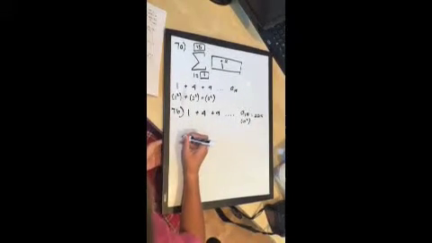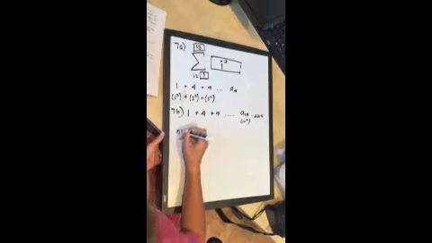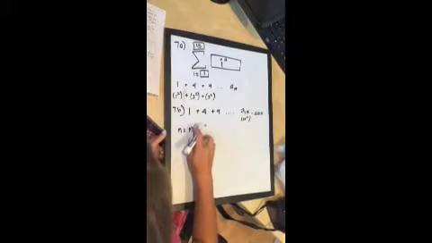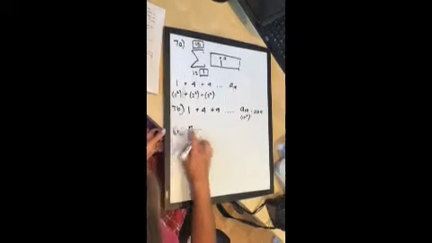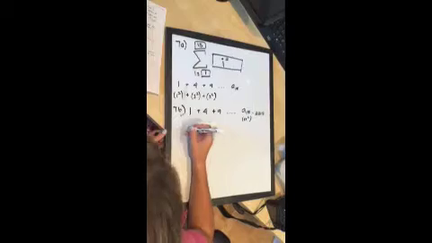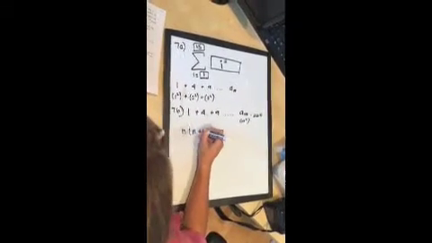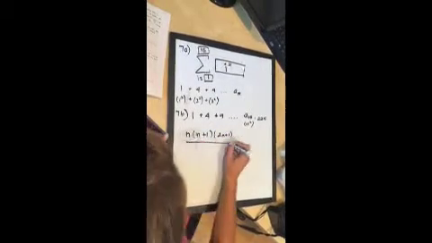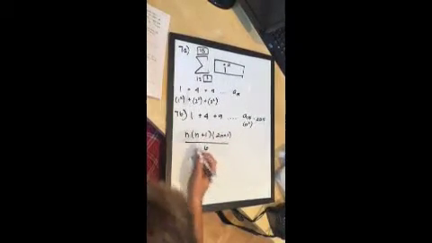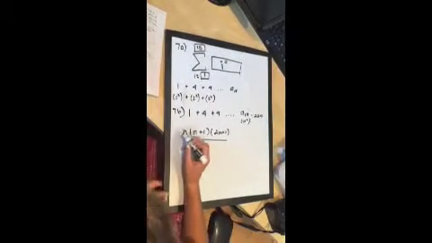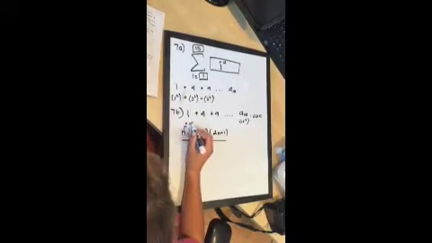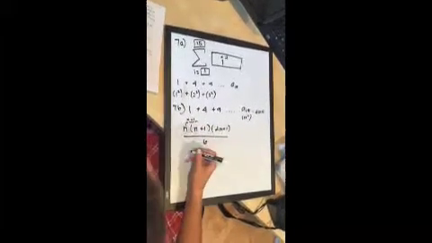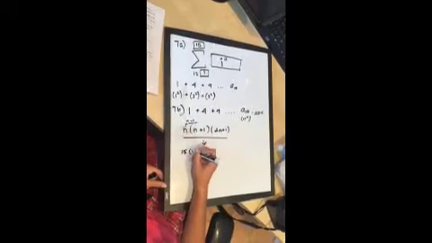Using the sum of squares formula, let's scratch that. The sum is n times n plus 1 times 2n plus 1 divided by 6. So n would represent the number of terms, or in this case the number of layers. So it would be 15 times 15.